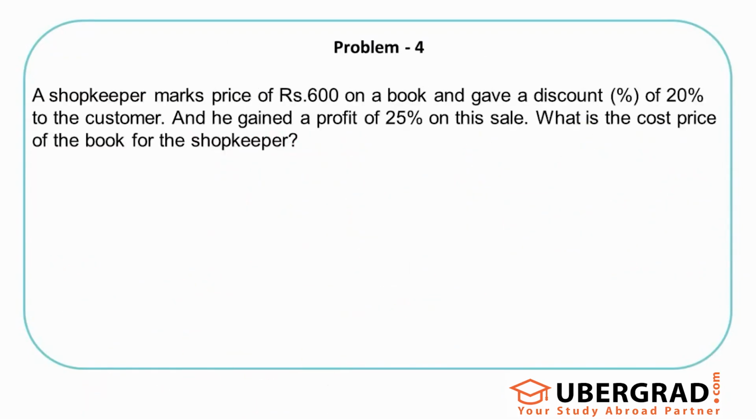Now if you observe the last three problems, we have done all three cases. I know the selling price and cost price, I can find the profit percent. I know the selling price and profit percent, I can find the cost price. I know the cost price and profit percent, I can find the selling price. Now this problem is talking about mark price, like a shopkeeper marks a price of 600 rupees on a book and gave a discount. So it says the mark price is 600 rupees and the discount percentage is 20%. What is the transaction price?